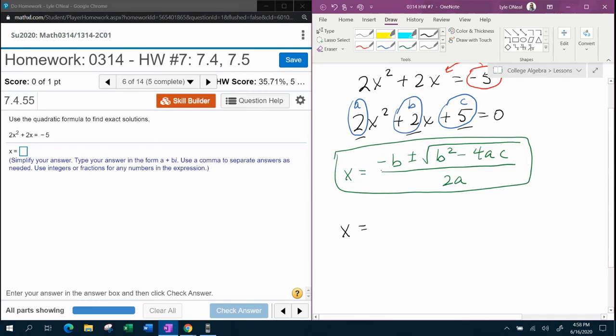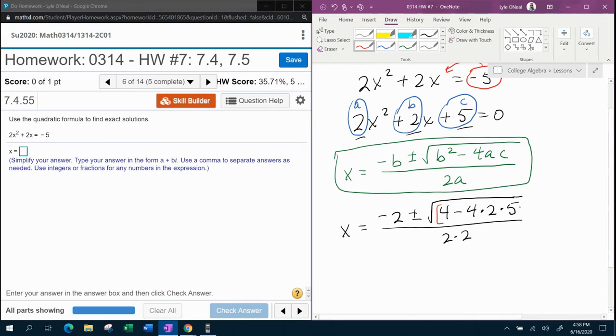We're going to have x equals negative b, which is going to make that negative 2, plus or minus the square root of b squared. That's going to be 2 squared, which is 4, minus 4 times a times c, all over 2 times a. And that's how you plug and play.